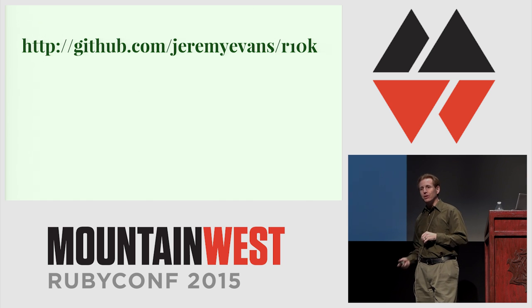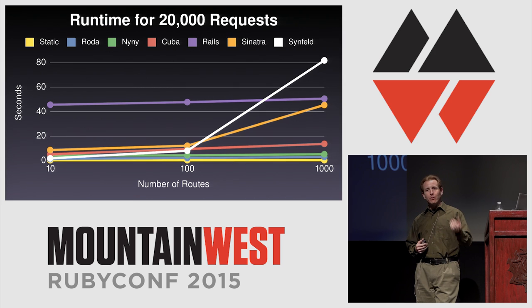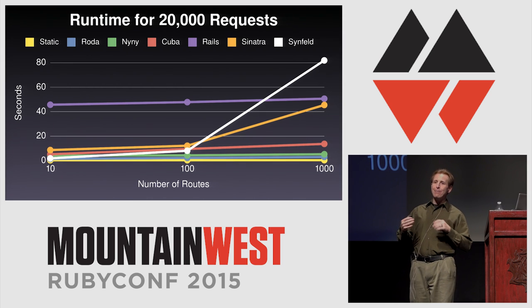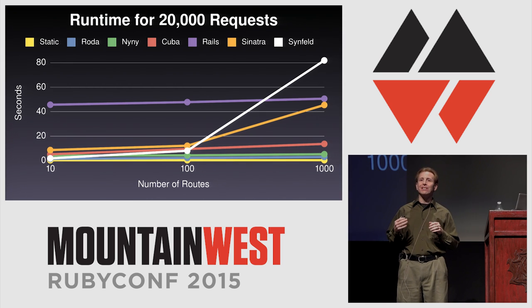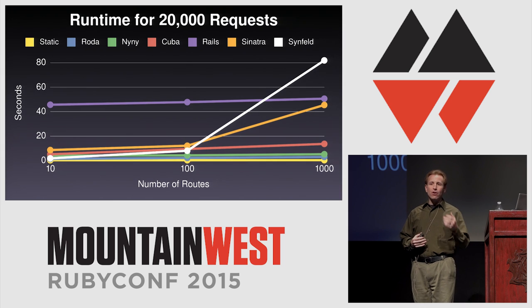So let's first look at the results for 10, 100, and 1,000 routes. So here are the runtime results. And pay no attention to the absolute numbers, as it's only the relative performance differences that matter. And one thing to note about these numbers is that R10K benchmarks using the Rack API directly, so this does not include any web server overhead.